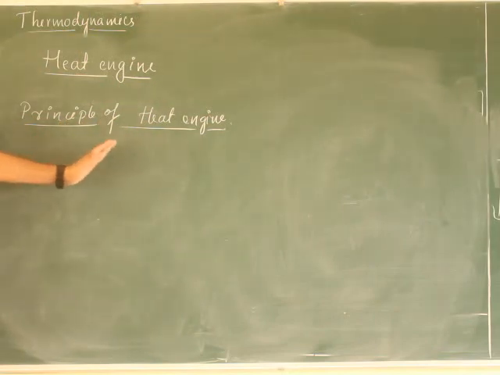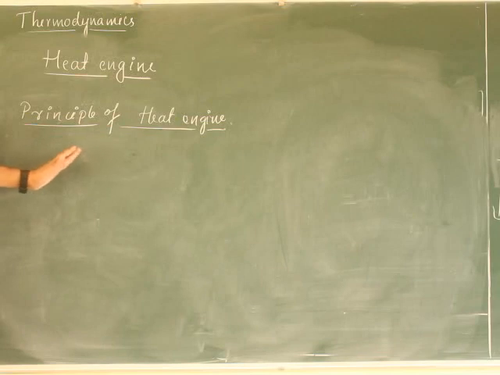So the principle of heat engine means what? The fact that a system whose different parts are at different temperatures tends to change towards the state of thermal equilibrium is used as the principle of heat engine. Okay, students.